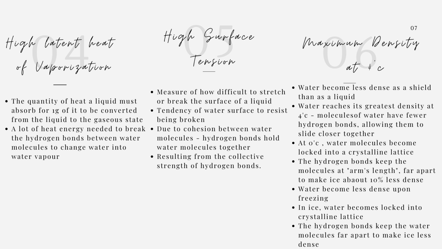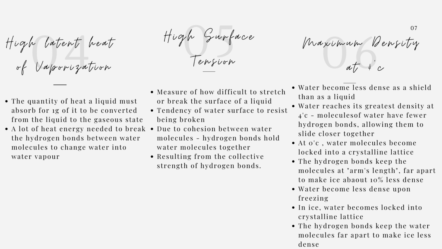Moving on to the fourth point for the properties of water, which is the high latent heat of vaporization. So heat of vaporization is the quantity of heat a liquid must absorb for 1 gram of it to be converted from the liquid to the gaseous state. To evaporate 1 gram of water at 25 Celsius, about 580 cal of heat is needed. Then a lot of heat energy is needed to break the hydrogen bonds between water molecules to change water into water vapor.